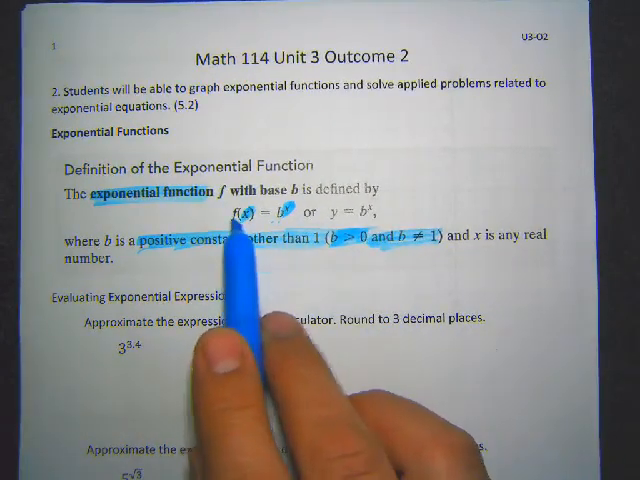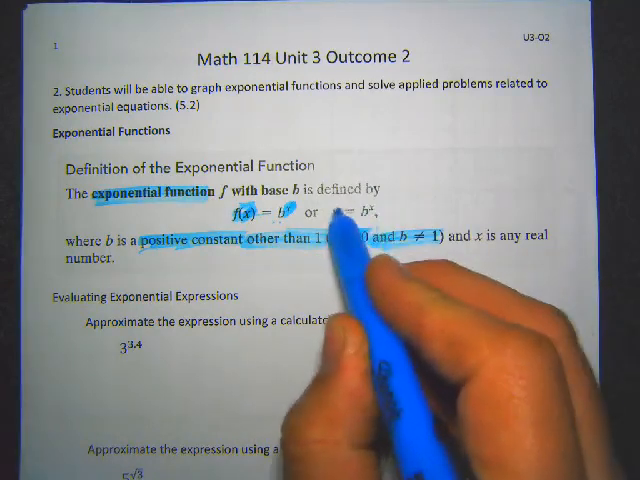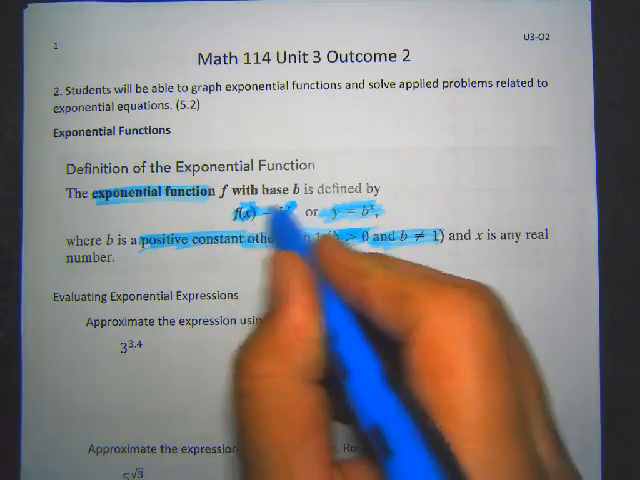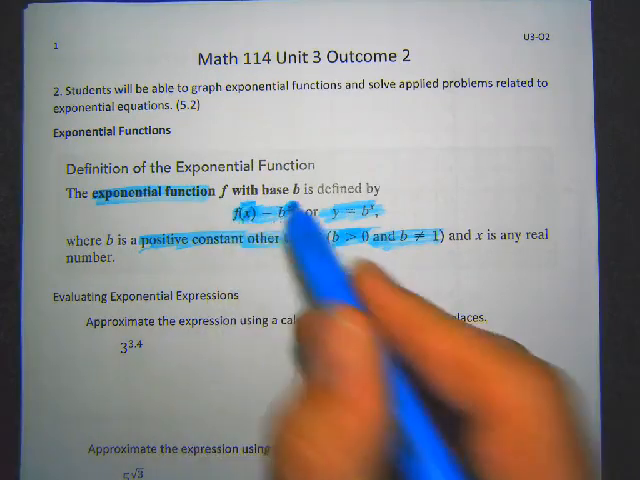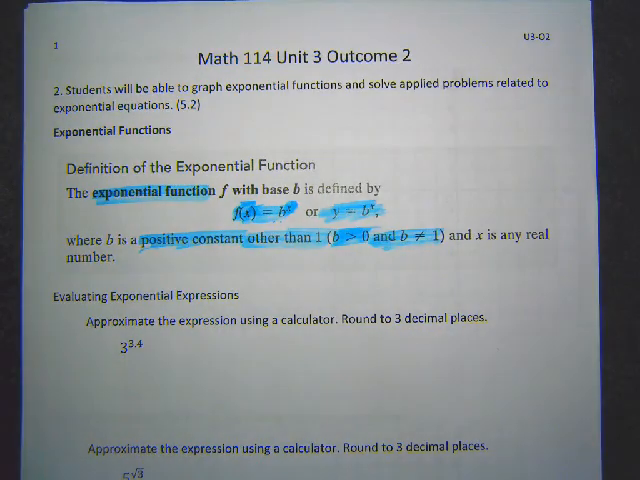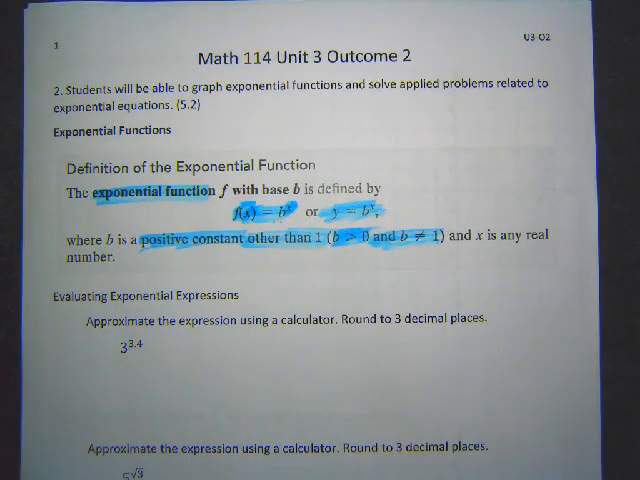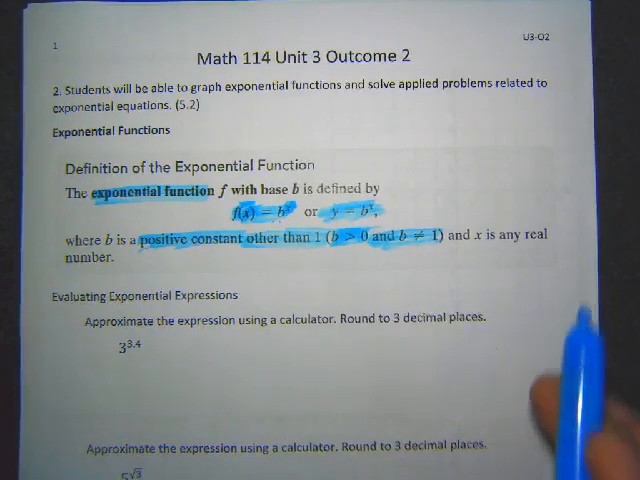We can write this in function notation, so we can write f of x, or we can write y equals b to the x. So either way is fine. We'll just use this function notation because these are functions. These exponential equations like this with some base that's positive to the power x, they are functions. We'll see that when we graph and all that. x can be any number as long as it's a real number.